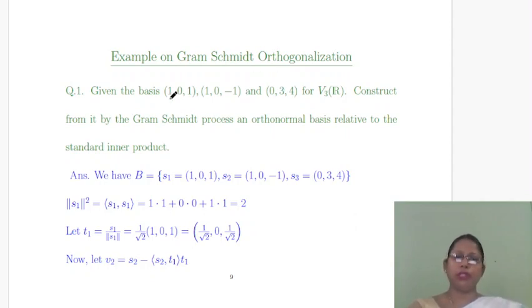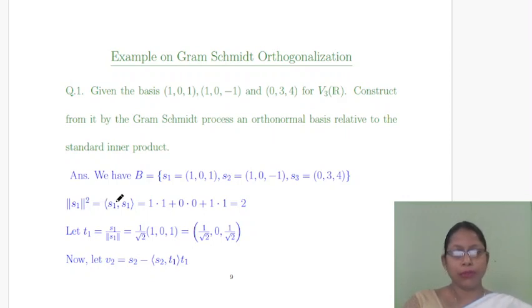Given the basis (1, 0, 1), (1, 0, minus 1), (0, 3, 4), construct from it by the Gram-Schmidt process an orthonormal basis relative to the standard inner product. Let us denote the given basis by B and its elements by S1, S2, S3. That is S1 equal to (1, 0, 1), S2 equal to (1, 0, minus 1), S3 equal to (0, 3, 4).